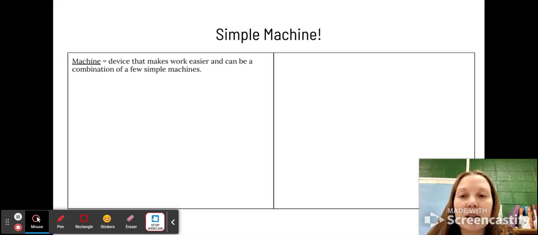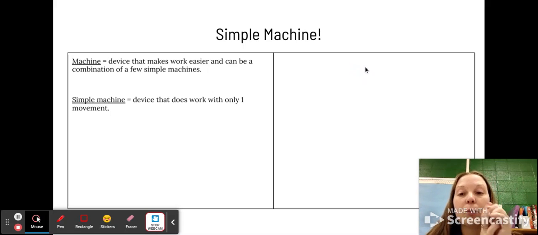So first, let's make sure we can define what a machine is and then what a simple machine is. A machine is a device that makes work easier and can be a combination of a few simple machines. The more complex the work is, the more complex the machine will be, but it's made up of smaller, simple machines. And a simple machine is a device that does work with only one movement. So that's why a lot of these complex machines are a mixture or a combination of these simple machines.